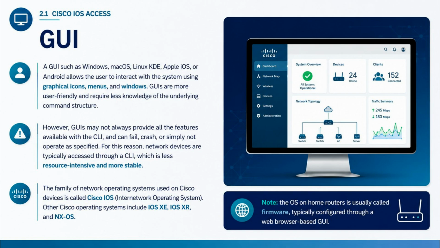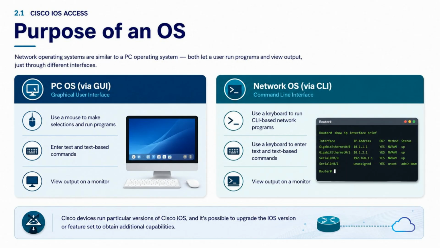Introduce the term Cisco IOS by name here, Internet Operating System, and mention IOS XE, IOS XR, and NX-OS exist as siblings. Both PC and network operating systems let you run programs and view output, just through different doors, mouse and monitor versus keyboard and monitor. Point out you can upgrade a device's IOS version to get new features, same as updating a phone's OS.